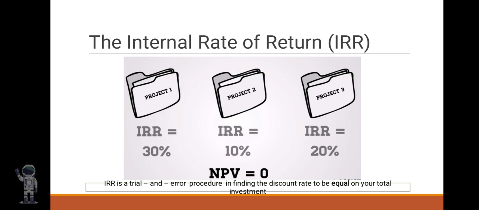In short, the IRR is a trial and error procedure, so we compute the net present value. If, for example, we borrowed from the bank at 10%, the hurdle rate is 10%, so our IRR should be higher than 10%. Since the NPV should be equal to 0, that is why IRR is trial and error.